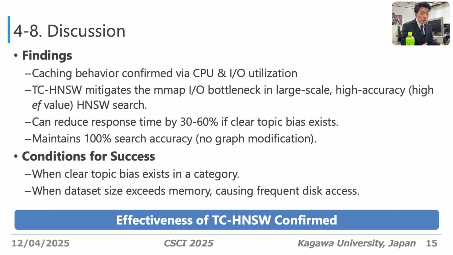The conditions for success are: 1. A clear topic bias must exist. 2. The dataset size must exceed the memory capacity, causing disk data access.